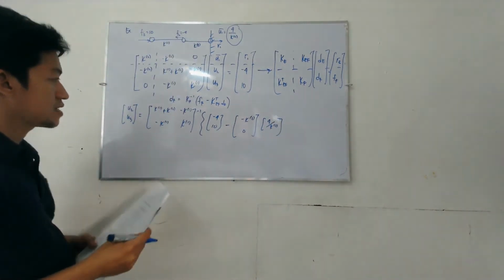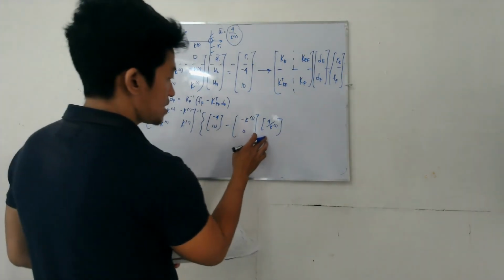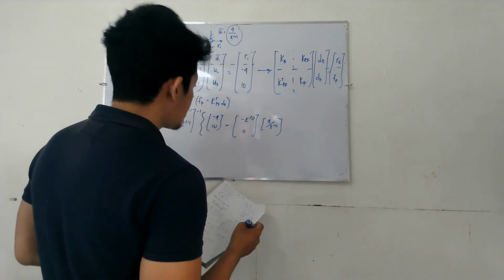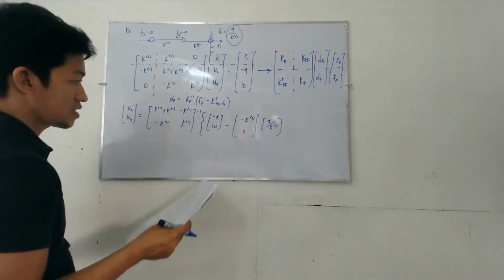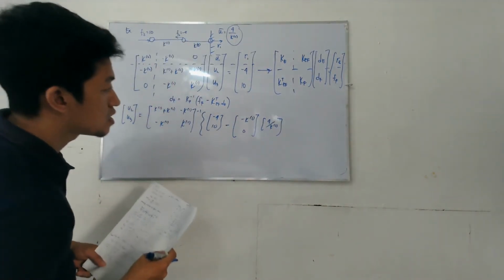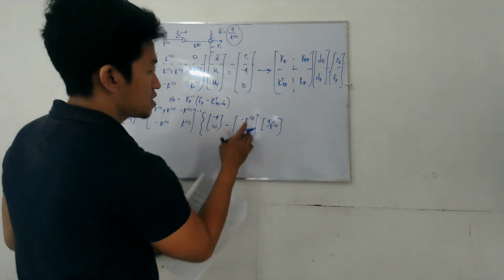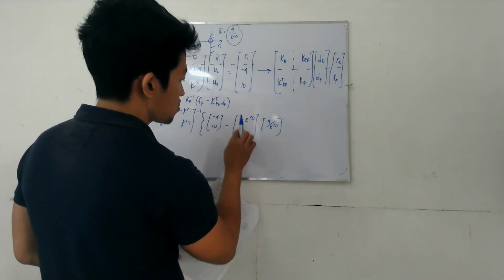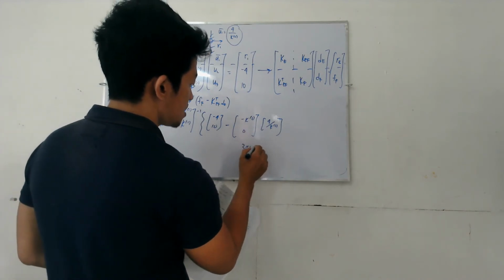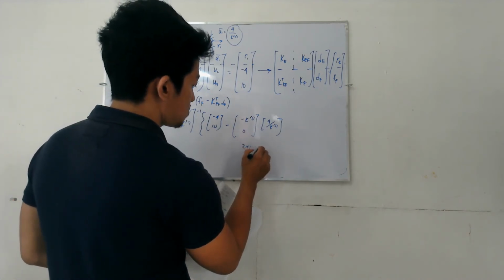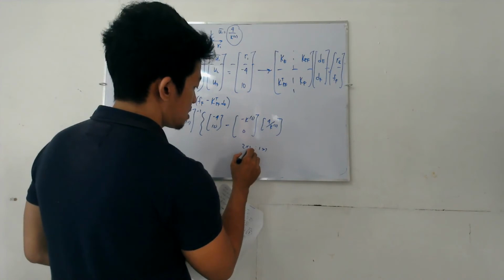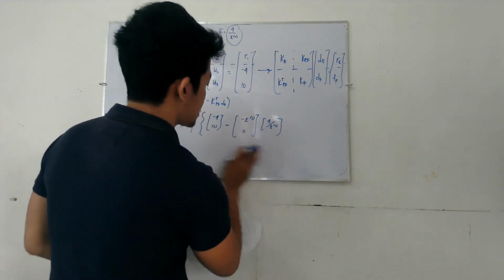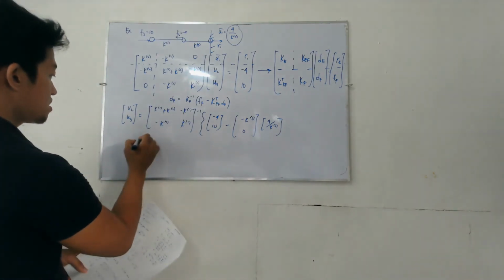Okay. Simplify sa nato ni kani. Mahimo ning 2 by 1 times 1 by 1. Ang answer 2 by 1. 2 by 1 din ni. Okay.